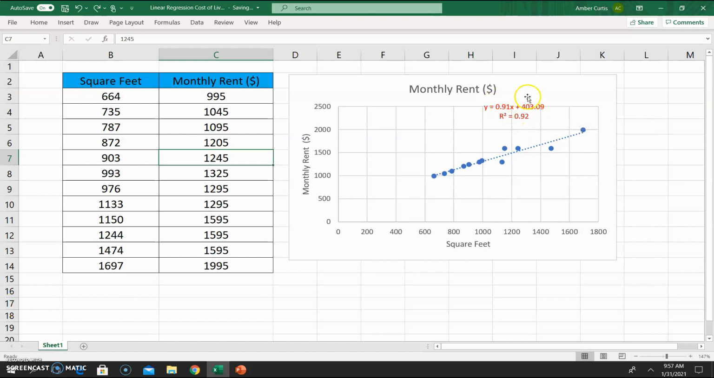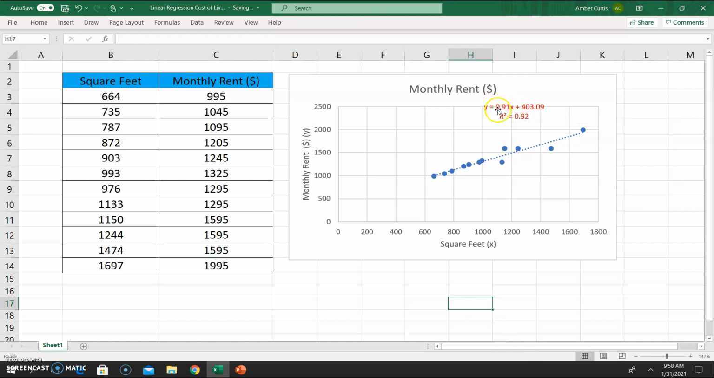Okay, now we also have our equation here, and this gives us the relationship between the square feet and the monthly rent. Now our X represents the square feet. So let's put that here just so we can remember. And then our monthly rent, of course, is our Y.